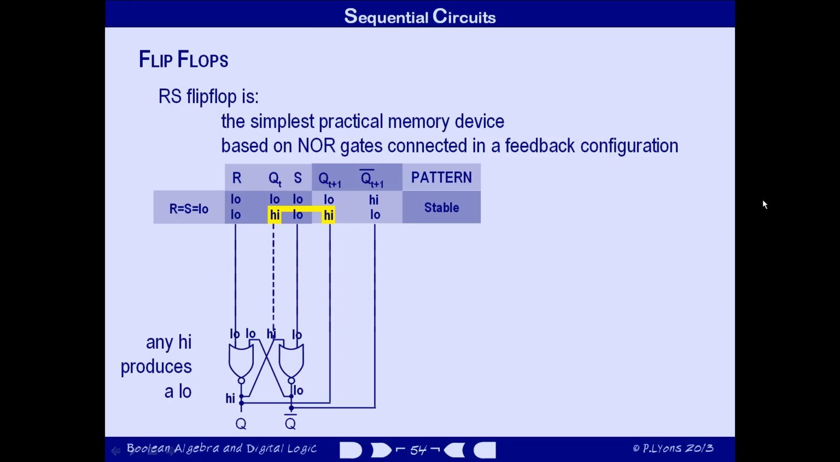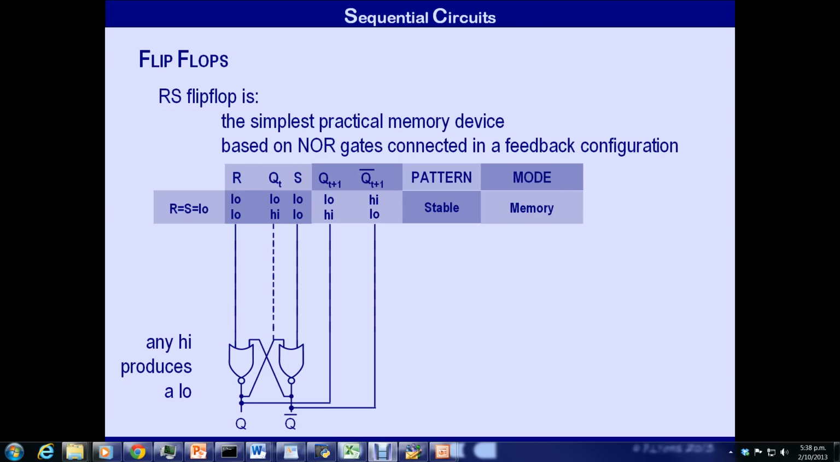This is therefore the memory mode of the flip-flop. If at some earlier time we've managed somehow to set the value of Q to be a 0 or a 1, this is called loading a value, that value will be retained or remembered by the circuit while R and S are both low voltages.